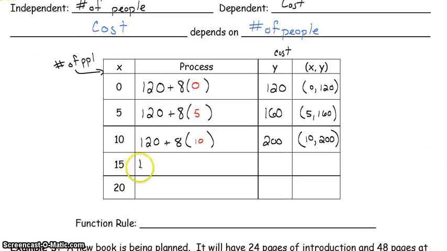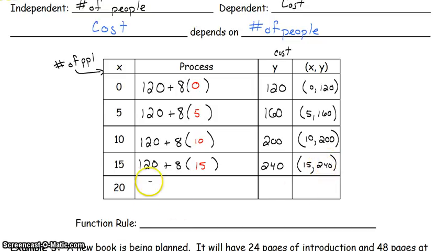If I have 15 people, I pay the $120 plus 8 times the number of people who are going, which in this case is 15. So I take $120 plus 8 times 15, which is $120. That means I'm paying $240. My ordered pair, X is 15, that's the number of people going to the party. Y is 240, that's the total cost of my party.